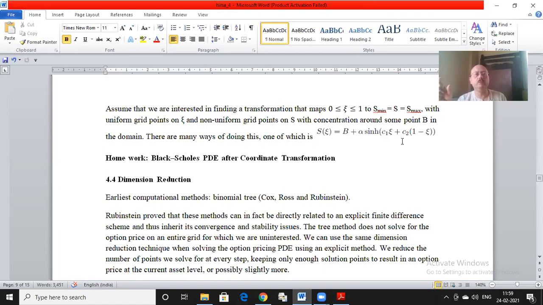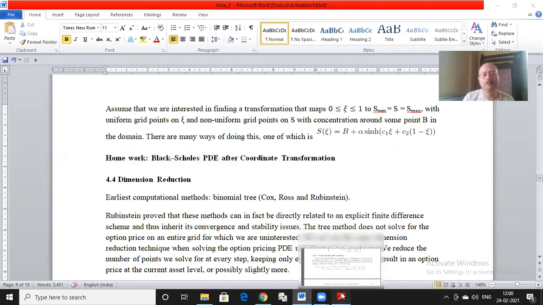In particular, the non-uniformity will be a concentration around this point B. So near B, there will be more grid points, and further off, there will be lesser density of grid points. So the grid points will be further and further off. So S(xi) equal to B plus alpha sinh(C1 xi + C2 (1 minus xi)) is a candidate like that. There could be many other candidates, but this is an easy example, and to understand the concept, this is good enough.